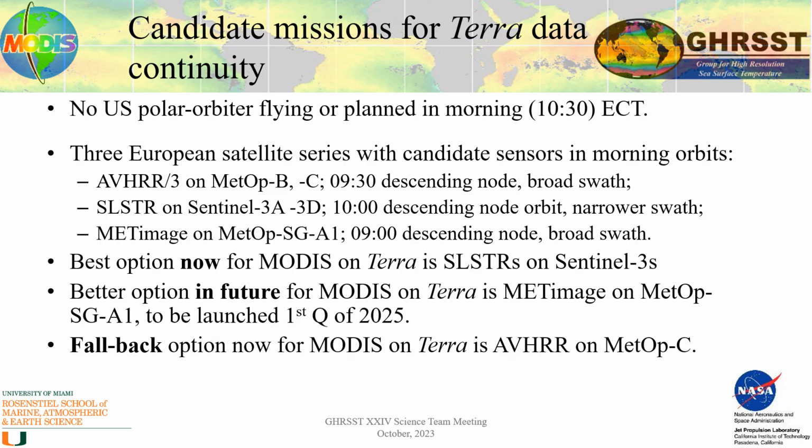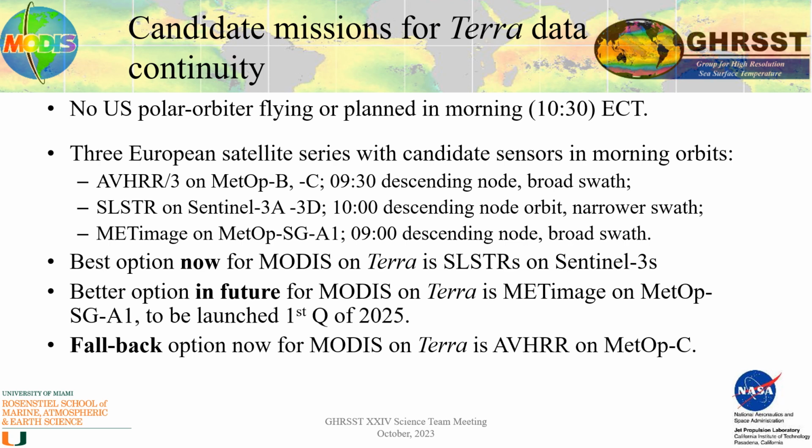The question of a successor instrument for the Terra mission is not so straightforward, as there is no current or planned US satellites flying in the 1030 equator crossing time orbit. There are, however, 3 groups of European satellites in morning orbits, which we anticipate could provide data continuity for the Terra mission. And those are the AVHRR3 on METOP B and METOP C, with a 930 equator crossing time.